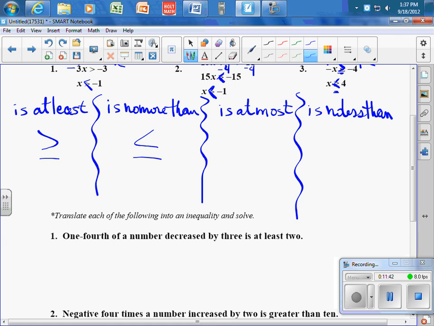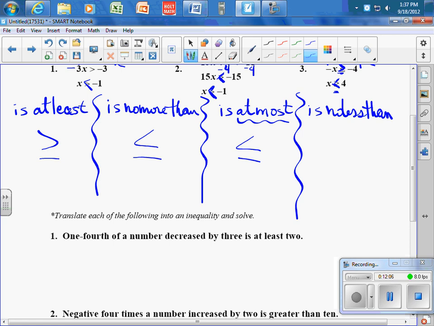How about is at most? The most you can have is this. The most you can have is whatever. What does that mean? Can you have more than? No. Can you have less than? Yes. Again, less than or equal to.